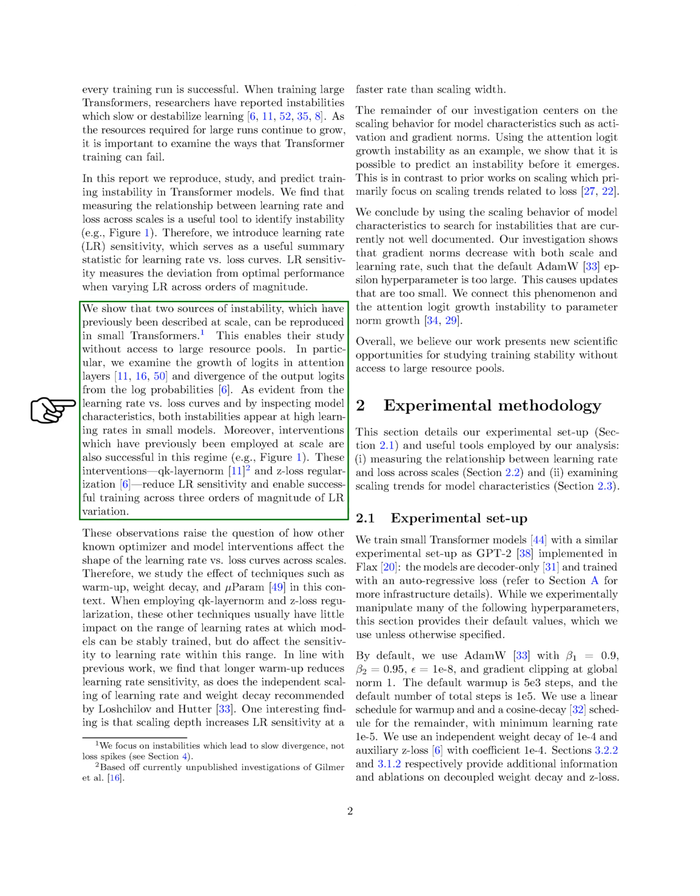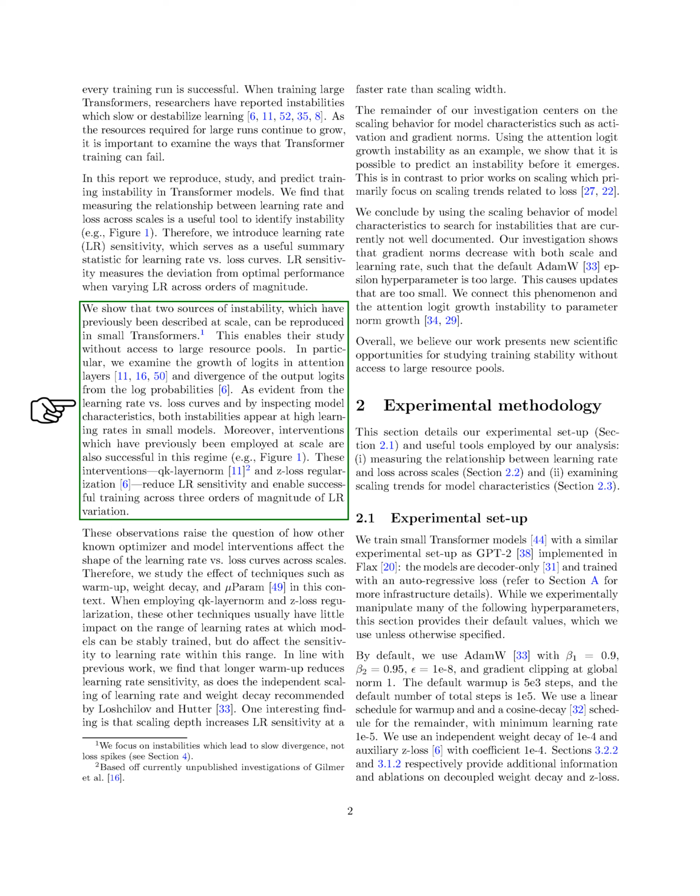Interestingly, we've found that two sources of instability, which have been previously identified in large-scale models, can also occur in smaller transformers. This is great news because it means we can study these instabilities without needing a lot of resources. Specifically, we've been looking at the growth of logits in attention layers and the divergence of the output logits from the log probabilities. Both of these instabilities tend to occur at high learning rates in smaller models.